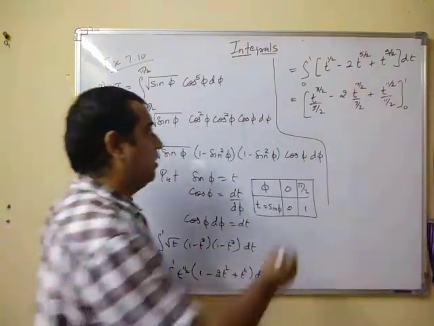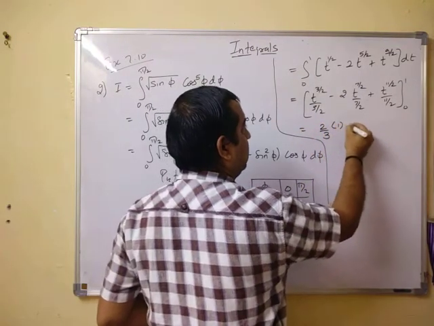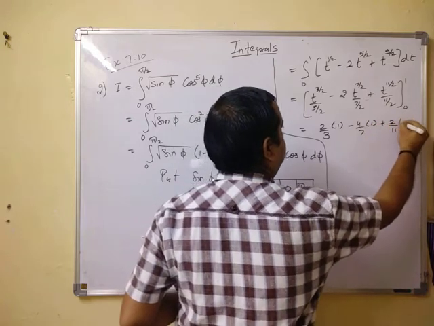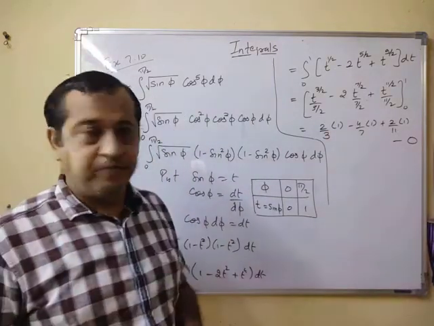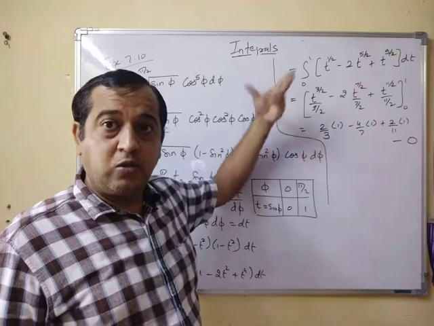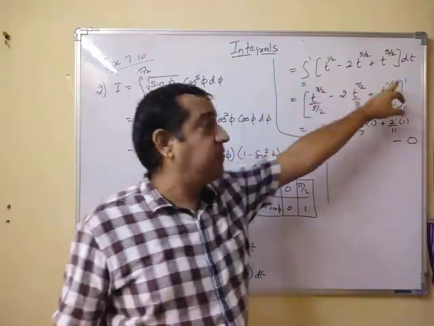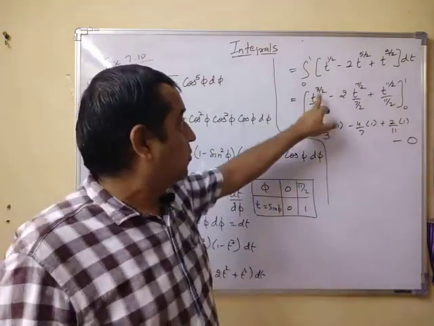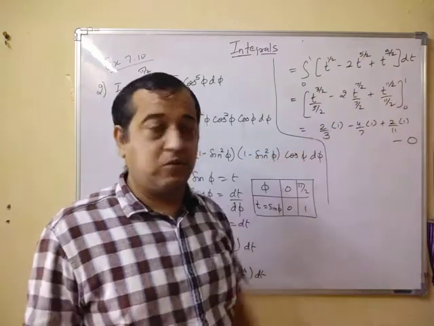Okay, this becomes 2 by 3 into 1, minus 4 by 7 into 1, plus 2 by 11 into 1, minus 0. Now see what we have done. First of all, 3 by 2 in the denominator will become 2 by 3 from the reciprocal point of view. t raised to 3 by 2, we have applied the upper limit 1. Any power of 1 will be 1. So 1 raised to 3 by 2 becomes 1, 1 raised to 7 by 2 becomes 1, 1 raised to 11 by 2 becomes 1.